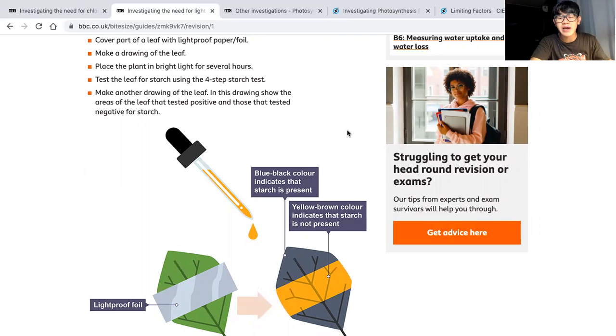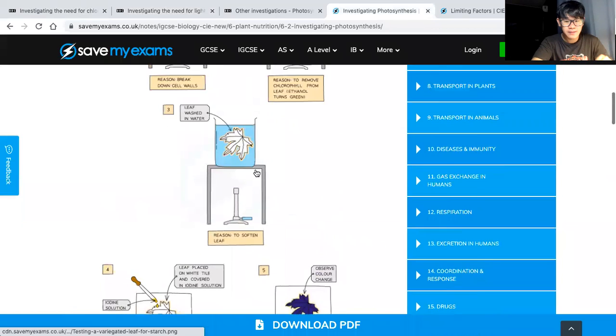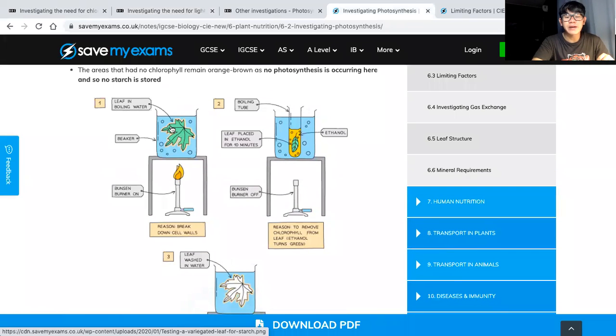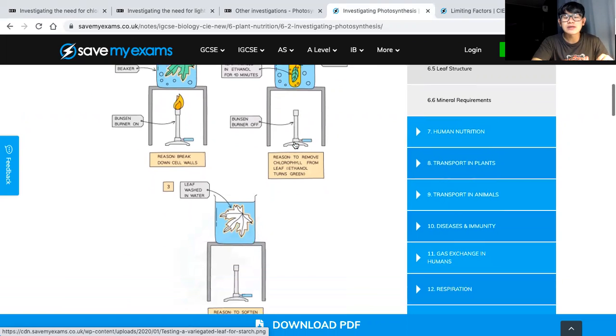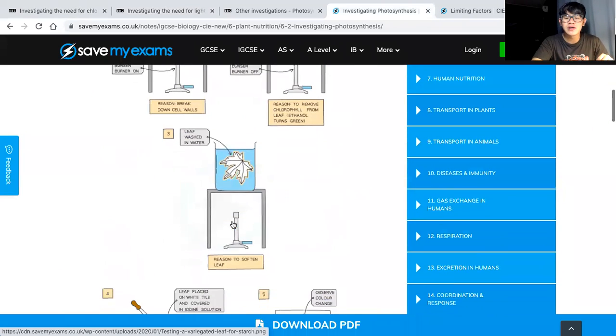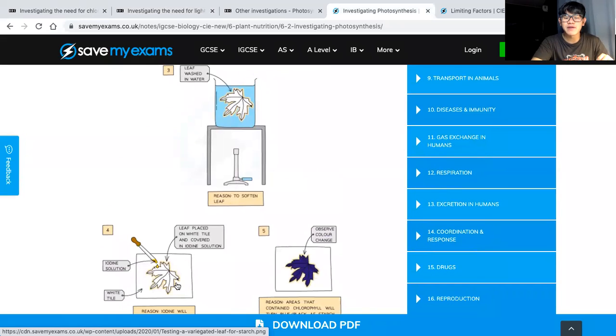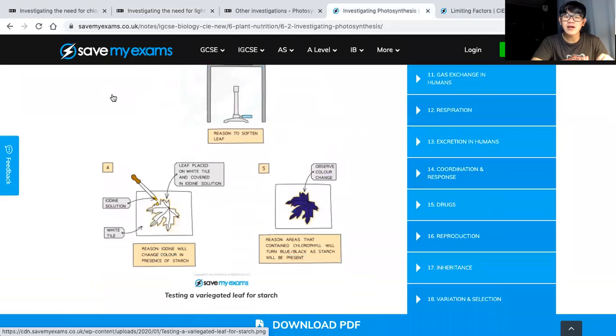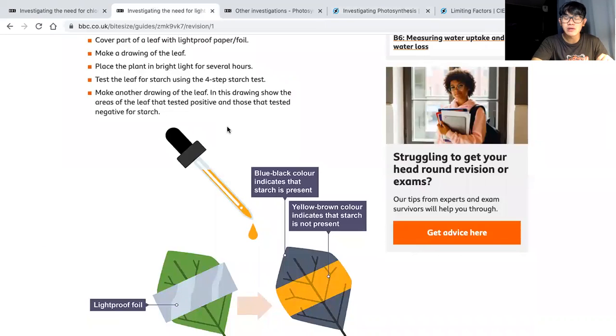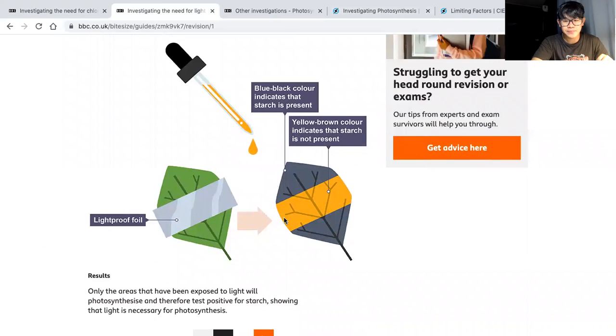Then we do the same thing that we have done, which is, where is the second test, which is this. Okay, we do the same steps here. We put it in boiling water, then put it in ethanol, then after the ethanol, you wash off the ethanol and then you drop iodine all over the leaf. Okay. After that, the result should look like this.